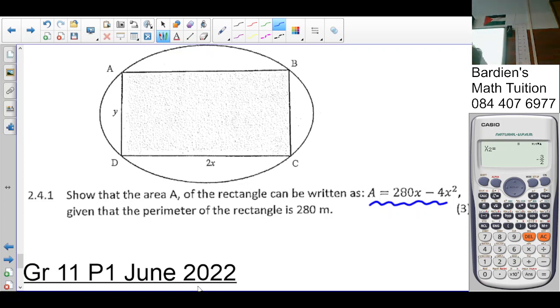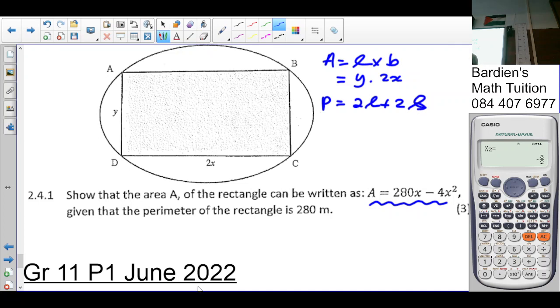Because if we look at the area, it is length times breadth. Here, it is simply going to be y times 2x, and that is not the case. Can you see that? So the perimeter, how do you calculate the perimeter of an object? It's 2 length plus 2 breadth. But the perimeter is 280, so 280 is equal to 2 times the length, which is 2x, plus the breadth, which is y. So I'm going to make y the subject of the formula.